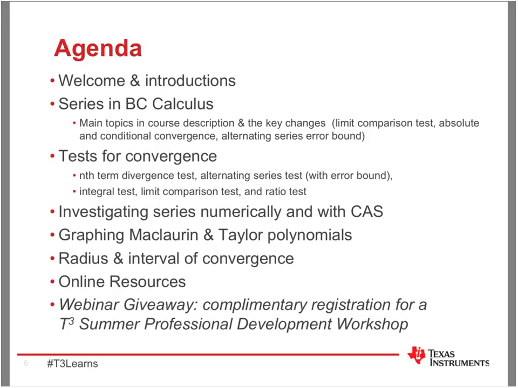Well, tonight we've already had our welcome and introductions, and tonight we're talking mainly about series in BC calculus. We are going to briefly talk about tests for convergence, but mainly what we're going to do is show you some documents where you can investigate series with your students, both with the TI-84 and the TI-Nspire, and we will also look at the Maclaurin and Taylor series, especially those series that the students are supposed to go into the AP exam knowing, which would be 1 over 1 minus x, sine of x, cosine of x, and e to the x. We'll talk a little bit about radius and interval of convergence, and at the end, some online resources and the webinar giveaway.